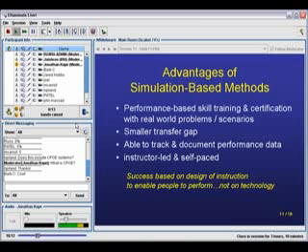Another advantage is the ability to track and document performance data. I know in the medical community, the idea is that if you didn't document it, it didn't happen, and that goes just as far in terms of training. A lot of times our training doesn't have that concrete documentation and tracking of the real skills and information, and that's a real problem.